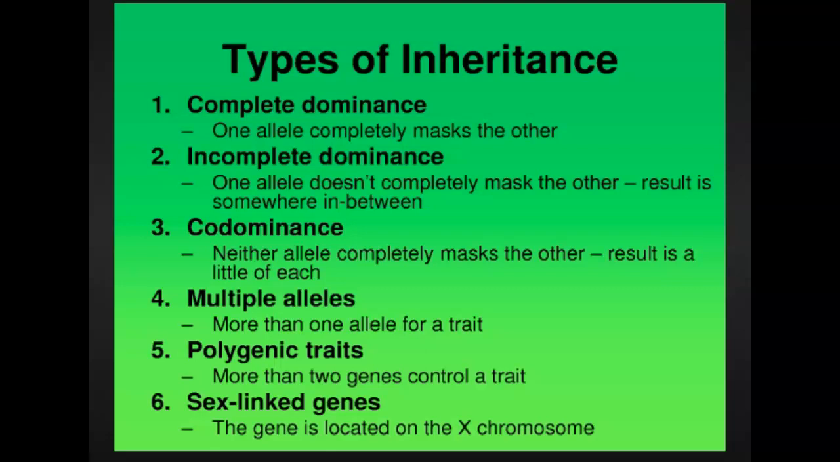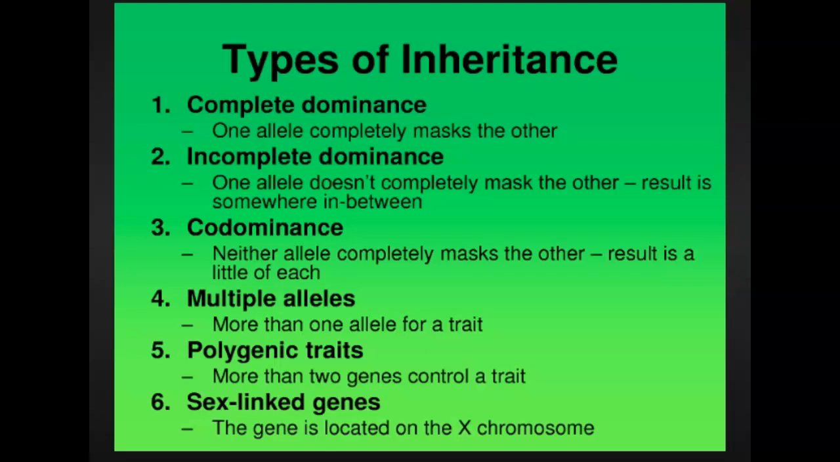Then there are multiple alleles. This means that there is more than one allele for a trait. That could be for eye color, for example. There is more than one allele that takes control of your eye color. So that means maybe there's 2 or 3 alleles that match up to give you your specific eye color. There are different shades of brown. There are different shades of blue and green and hazel.